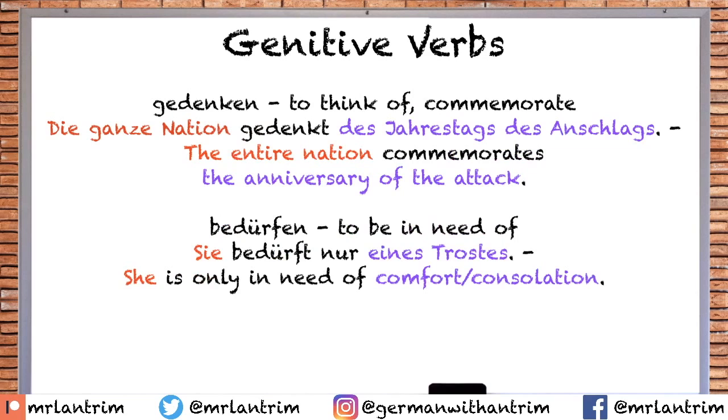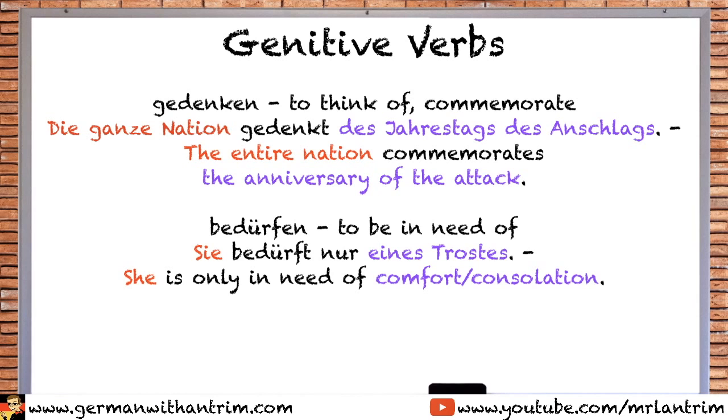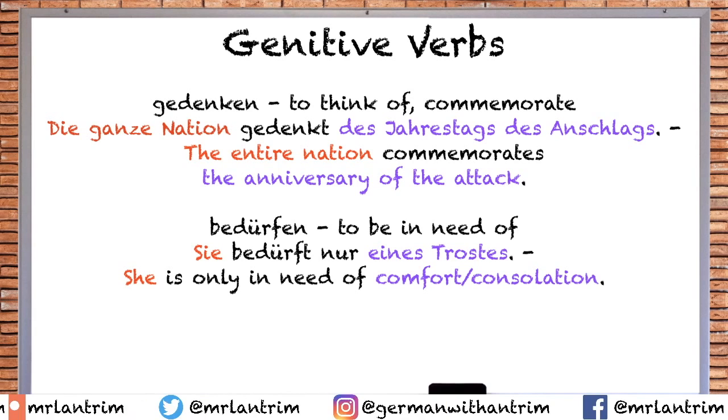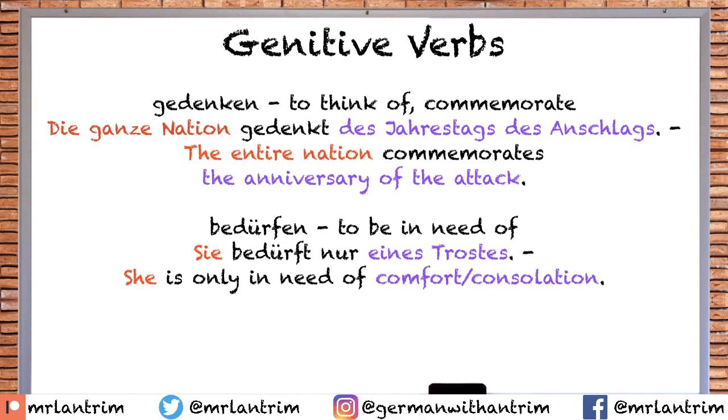Now to show you these with some masculine and neuter nouns so that you see that they are in fact genitive. Gedenken, to think of or commemorate. There we go, English words. Die ganze Nation gedenkt des Jahrestags des Anschlags. Two genitive things in a row. The first one is genitive because it's the object of this genitive verb gedenken, and the other one is genitive because it's showing possession of the Jahrestag, or the anniversary here. So the entire nation commemorates the anniversary of the attack. The anniversary is the object of the genitive verb commemorate.